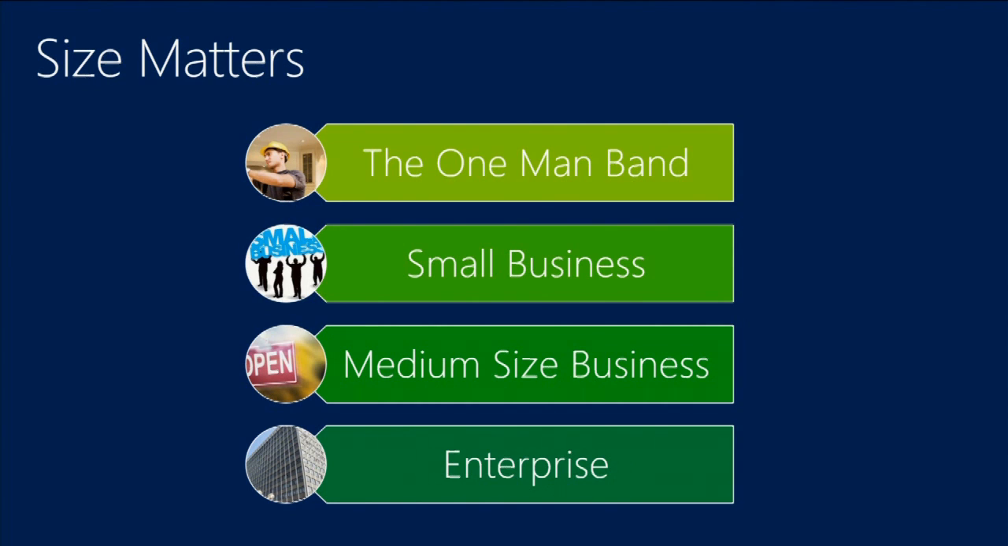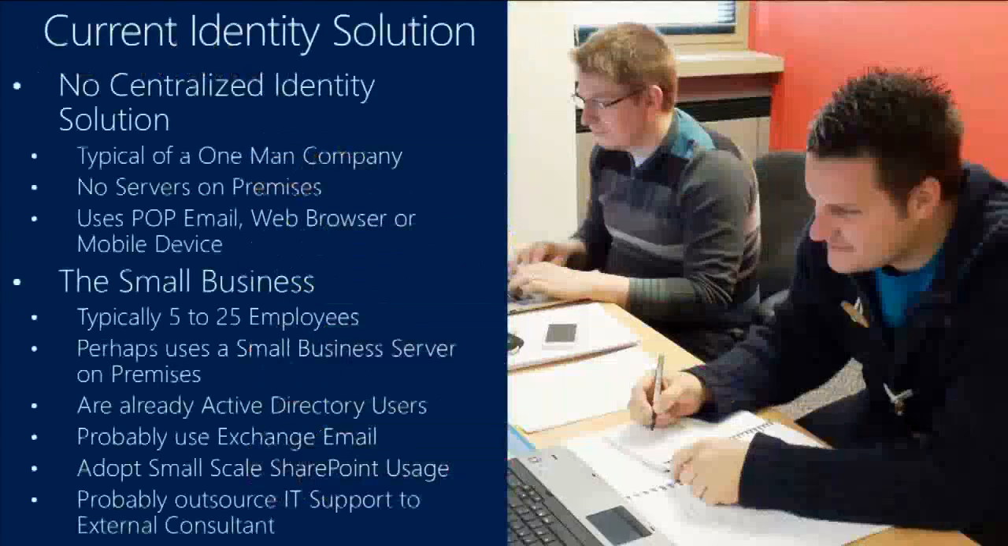Medium-size business, enterprise-type businesses, this is really what we're focusing on here. So typically, current identity solution. The small one-man band won't have anything typically. No servers on-prem, maybe just uses pop email. Really nice and simple to bring across to Office 365.